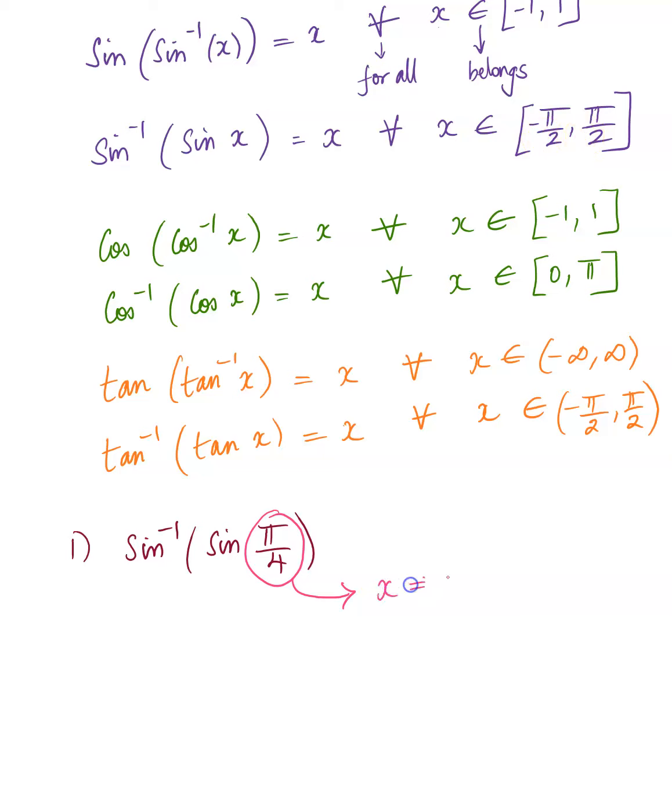x equals pi over 4 belongs to this interval, negative pi over 2 to pi over 2. Pi over 4 is in the first quadrant. Negative pi over 2 to pi over 2 is from the fourth quadrant to the first quadrant. So this is good. Therefore, we know that the answer to this would be simply pi over 4.